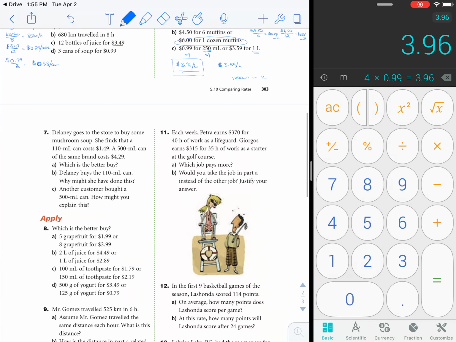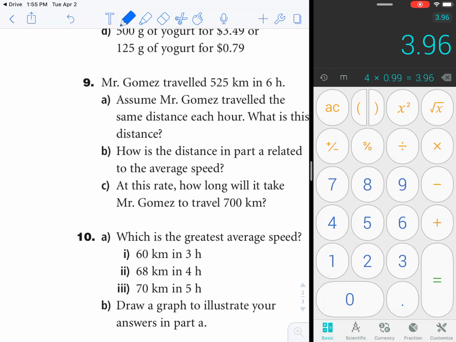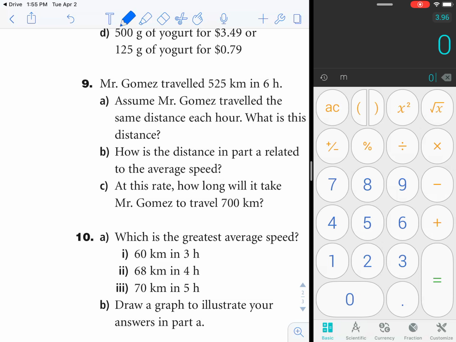9 and 10 is the next ones we got to do. So 9, let's deal with 9 here. So Mr. Gomez traveled this far in that time. So again, if you remember, it's distance divided by time. So 525 divided by 6. And this is km and this is hours. So your rate is going to be 87.5 kilometers per 1 hour.